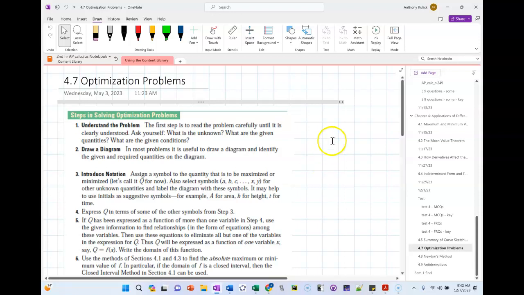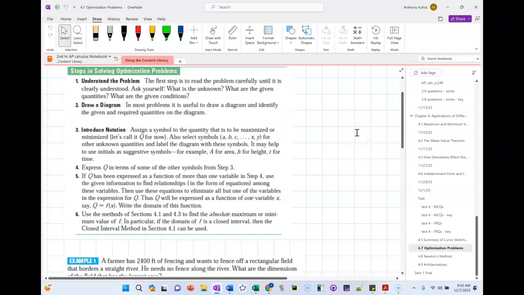So what I have listed here are just some problem-solving steps to keep in mind while we're doing this. The first step is you want to understand the problem. You want to read carefully until you clearly understand it. If that means you read the problem 2, 3, 4, 5, 10 times until you really understand what's happening, then read it over and over and over again. While you're reading, ask yourself, what are the unknowns? What are the givens? What are the conditions going on? Is one dimension fixed or something? Stuff like that.